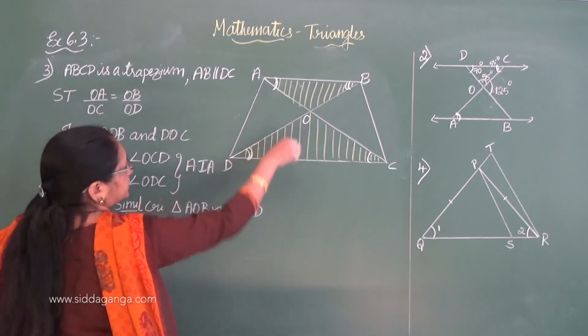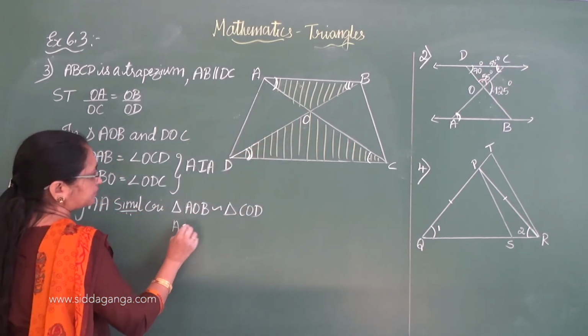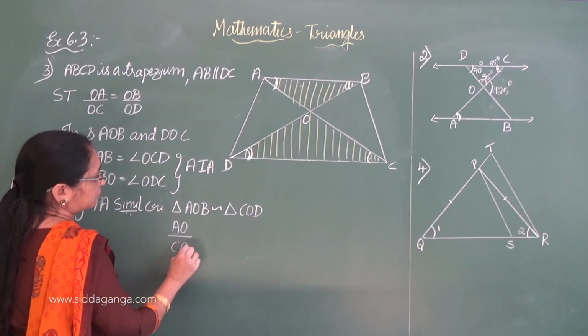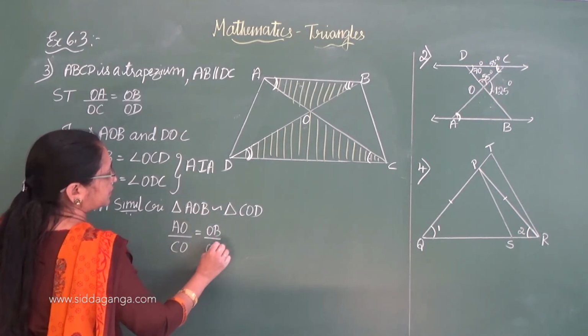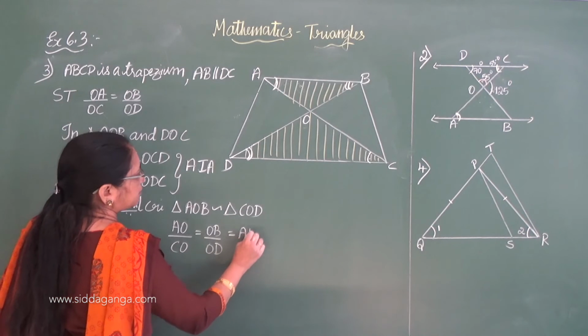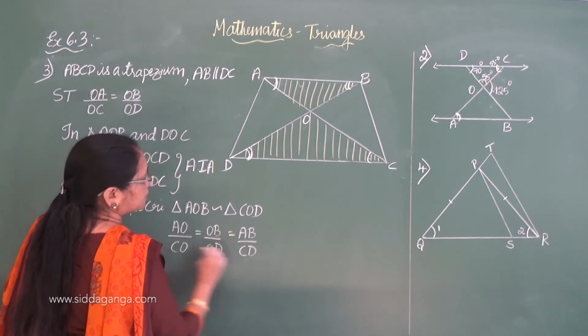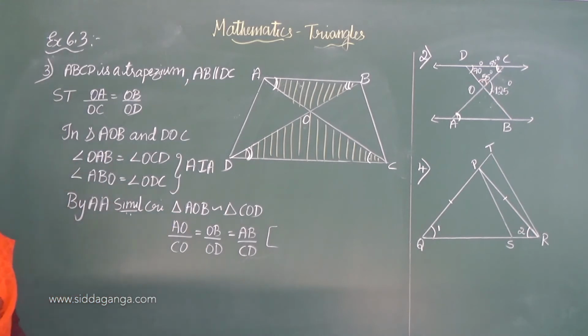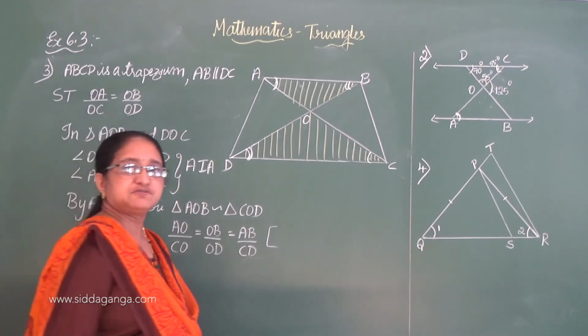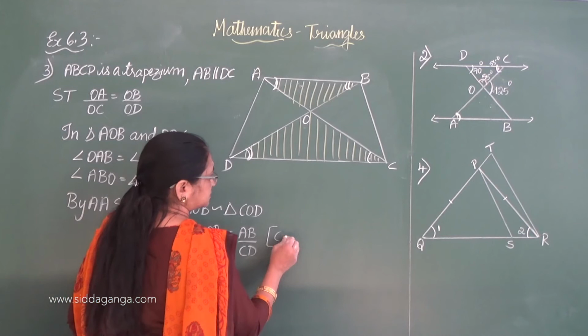Now when these two are similar, definitely you all know AO by CO is equal to OB by OD is equal to AB by CD. Why? By applying, as I told you, corresponding sides of similar triangles.